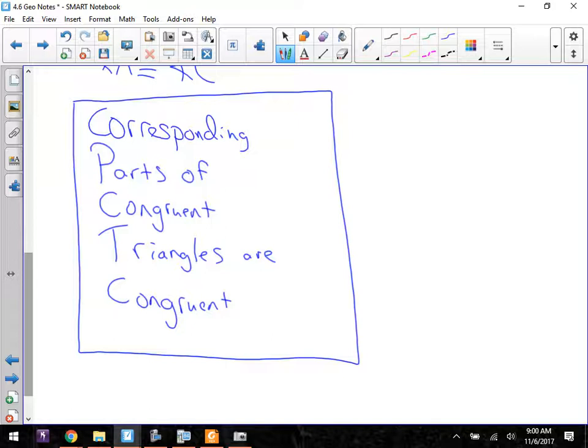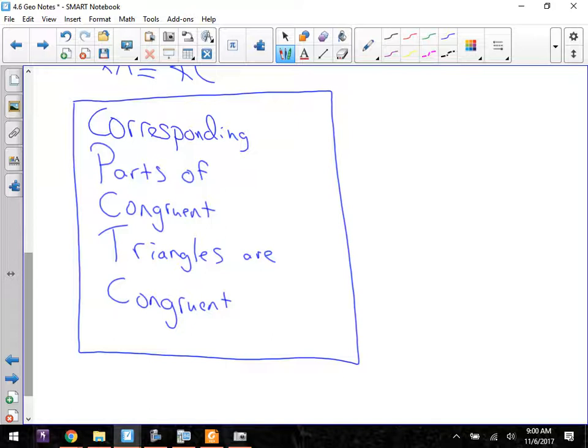And that goes back to the lettering. Remember how we talked about lettering? If we had triangle ABC congruent to triangle XYZ, we knew that angle A would have to be congruent to angle X, B to Y, C to Z. Exactly, the lettering matches. AB goes to XY and so on. There was that direct correspondence.